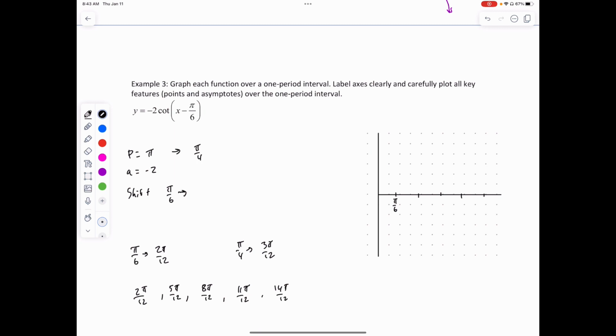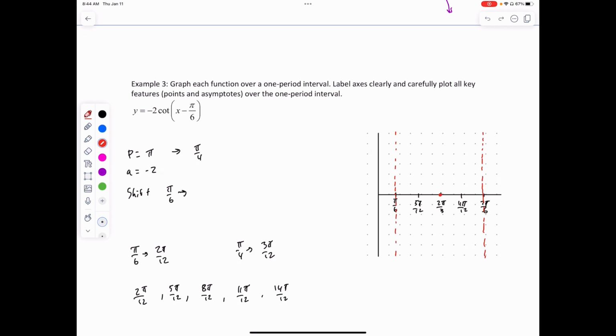And we can reduce those if we want. 5 pi over 12, 8 pi over 12 is 2/3 of a pi, 11 pi over 12, and 14 over 12 becomes 7 pi over 6. Okay, and now we will just do what? We will drop the asymptotes. So I've got an asymptote at pi over 6, got an asymptote at 7 pi over 6. I'm going to start equilibrium here. A is -2.